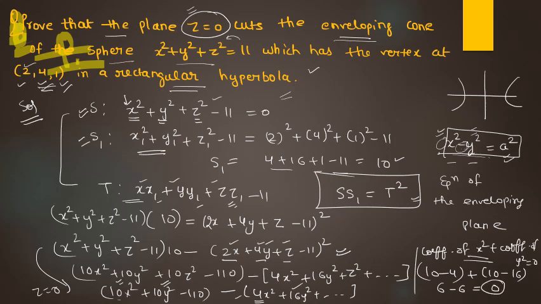So we have got 0, which means the question is proved: this particular equation of the enveloping cone is a rectangular hyperbola. And how have we solved it? By using the concept that the sum of the coefficient of x square and the coefficient of y square should be 0. I hope you understand this topic.